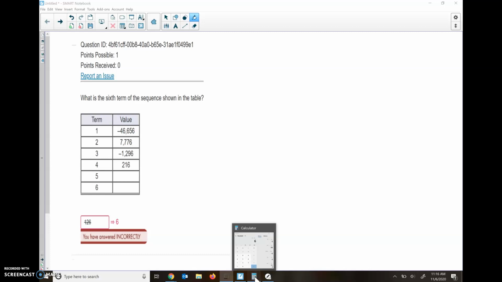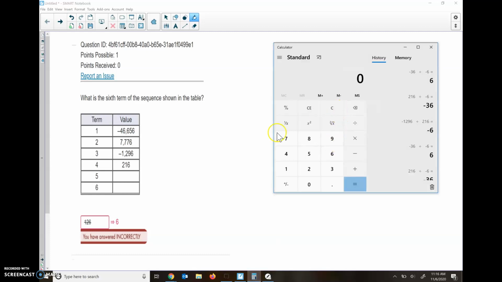Just going to go through this review with you here quick. So we got a couple questions here. What is the sixth term of the sequence shown below? I'm actually going to start with the third term just because I don't want to type in all that stuff. So we got negative 1,296 divided by 216 ends up giving us negative 6.